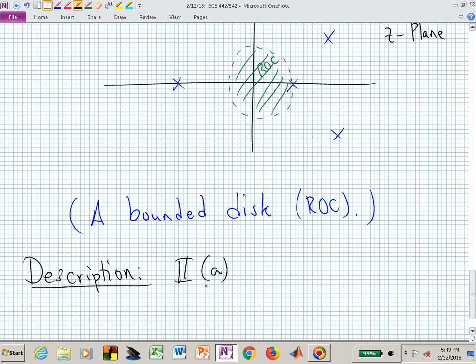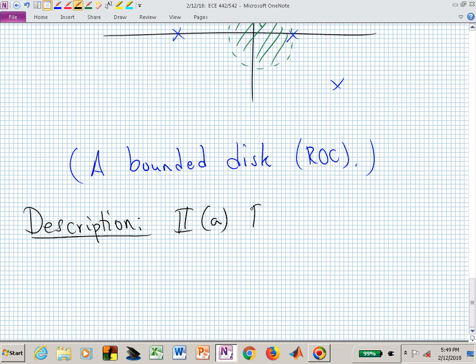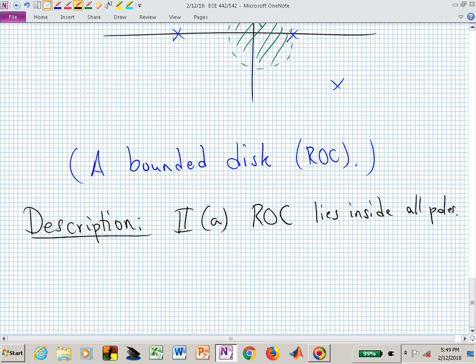Pattern 2, description A. The region of convergence lies inside all poles. Yes. Pardon? What was the fact that I said earlier? Where are the poles relative to our region of convergence? They're never in the region of convergence.